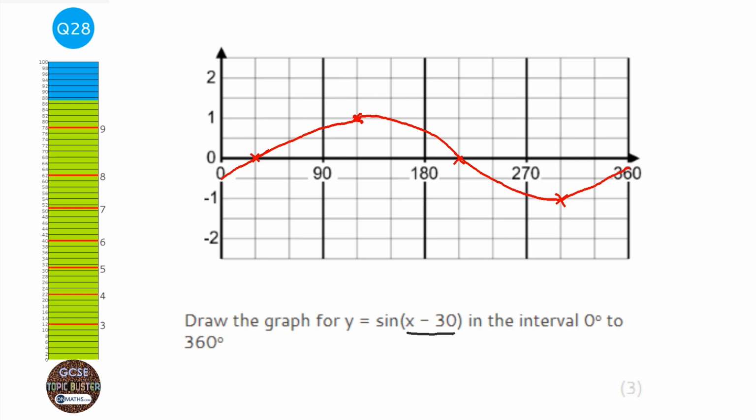Now notice that it doesn't start at 0, it starts somewhere, and I've estimated here somewhere there, and it doesn't end at 0 because it will go back to 0 at 390, because then we'll do 390 take away 30, which is 360, so it doesn't end at 0. So the rule is that if you minus something within a function, then it moves right by that amount, and it's counterintuitive. You'd think if you take away 30 it will move left 30, but it goes the other way, and hopefully I've explained why.